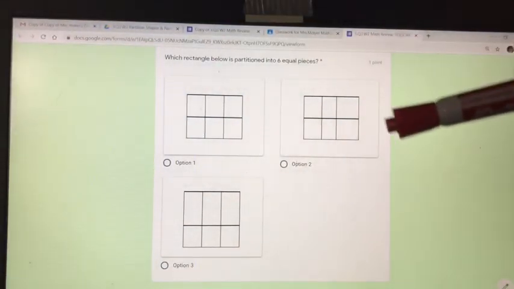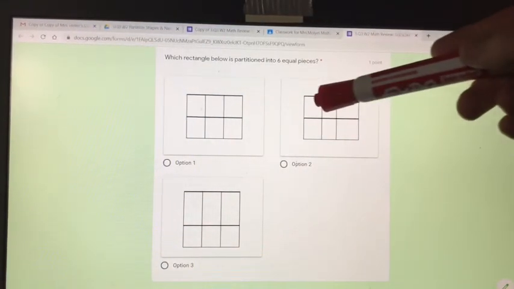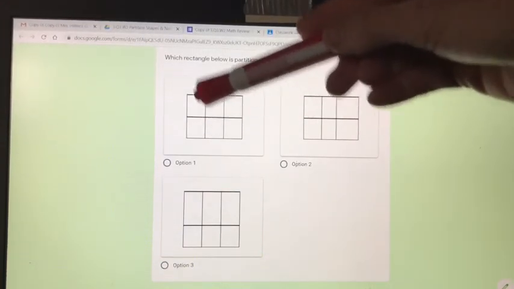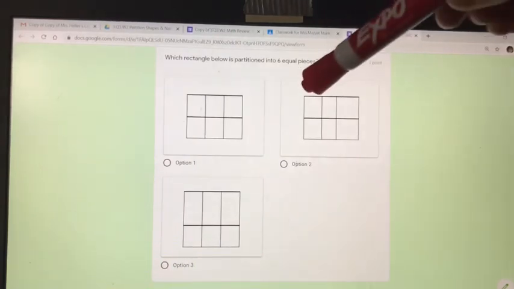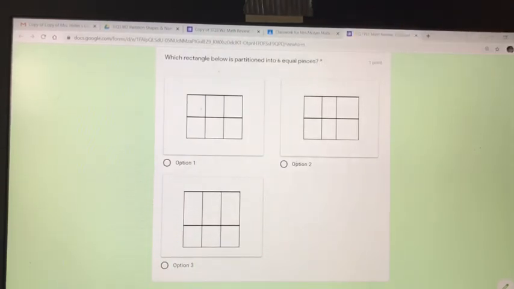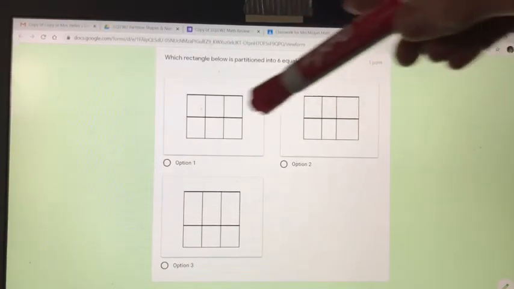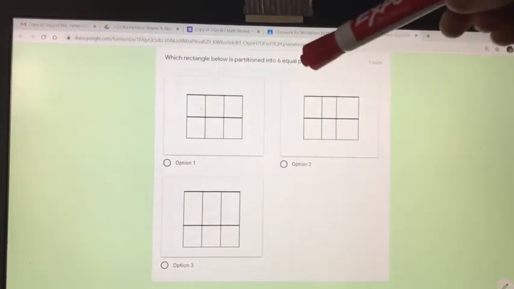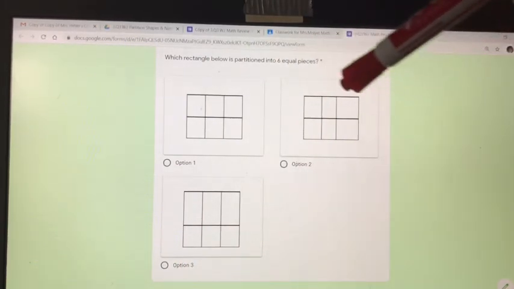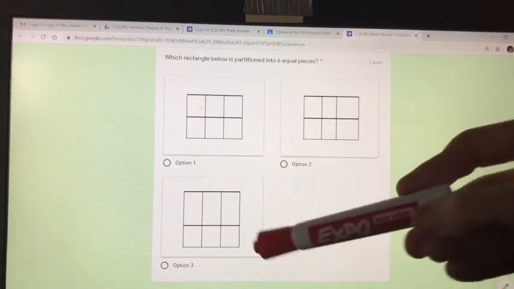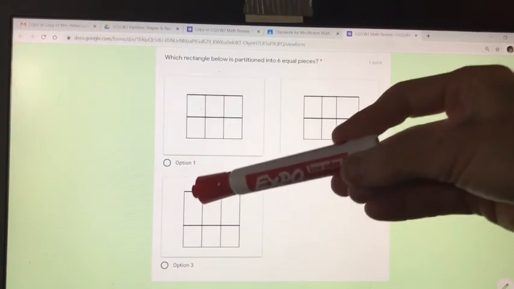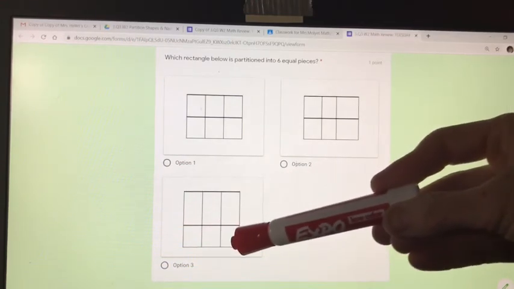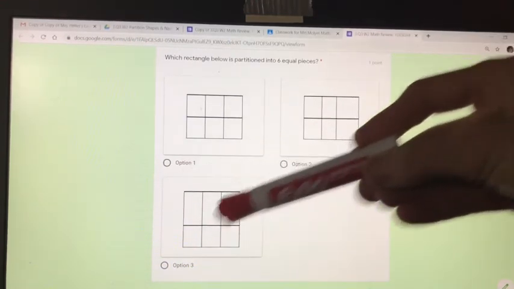So all of these seem to have 6, 2, 4, 6, 2, 4, 6. So all of these could be possibilities because they all have to have 6. They're all divided or partitioned, but are they into equal pieces? If I look down here, these rectangles on top are bigger than these on the bottom, so that's a no.